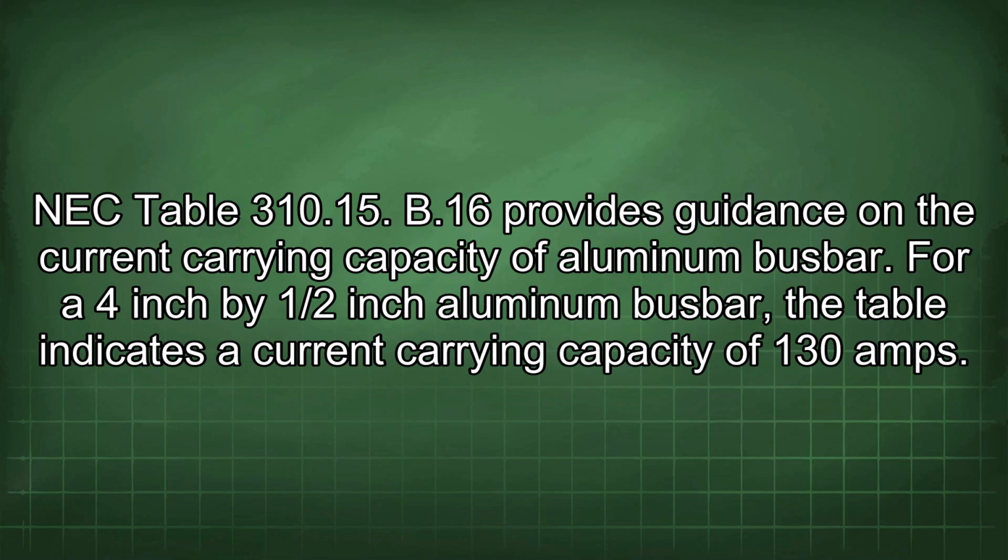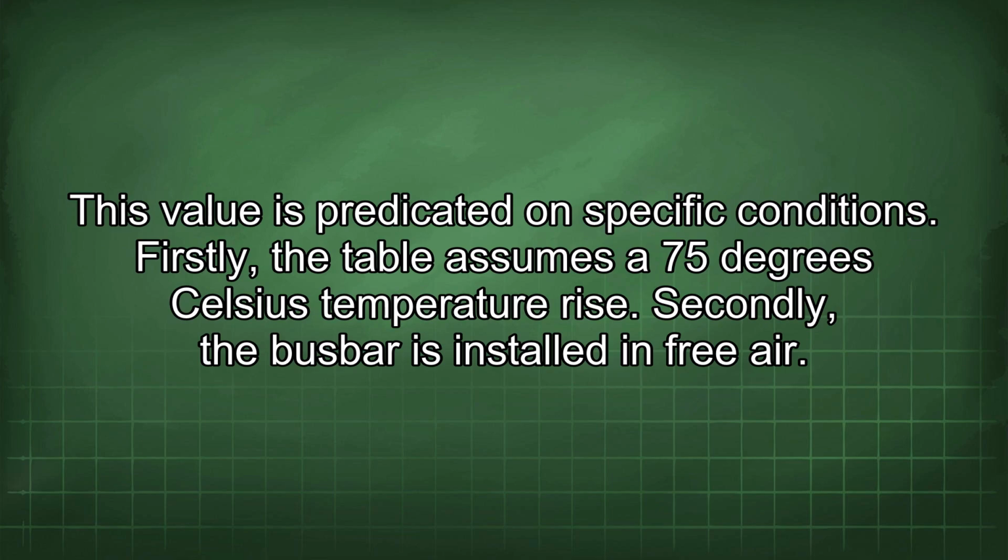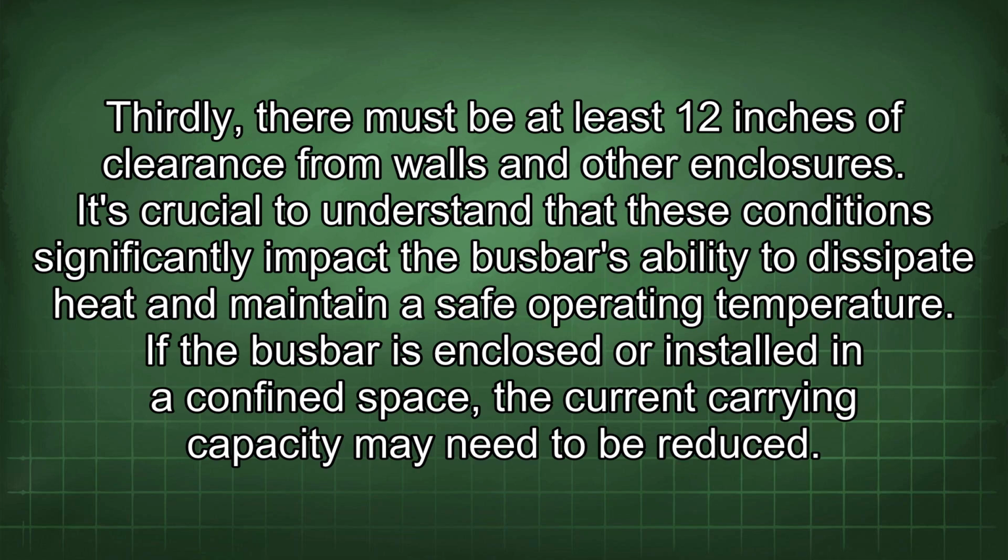NEC Table 310.15 B16 provides guidance on the current carrying capacity of aluminum busbar. For a 4" by 1/2" aluminum busbar, the table indicates a current carrying capacity of 130 amps. This value is predicated on specific conditions. Firstly, the table assumes a 75 degrees Celsius temperature rise. Secondly, the busbar is installed in free air. Thirdly, there must be at least 12 inches of clearance from walls and other enclosures.